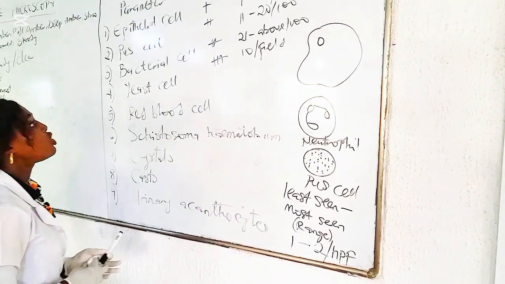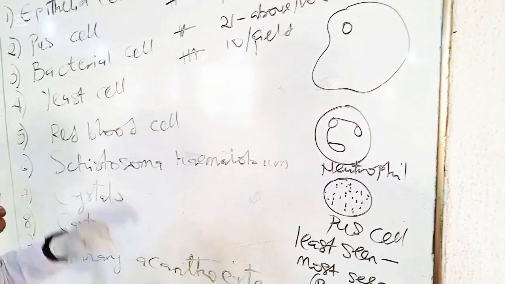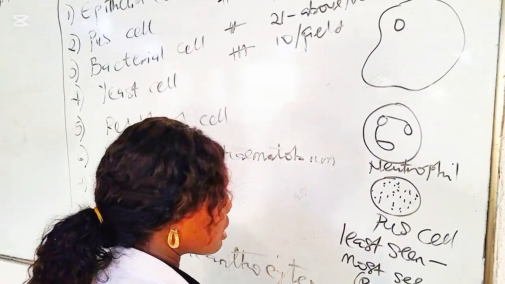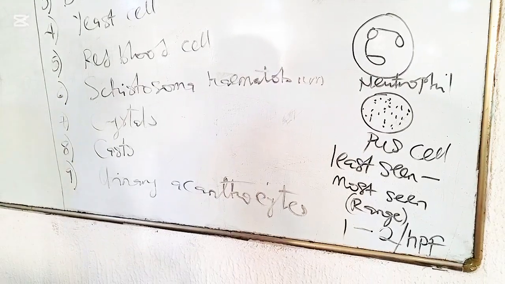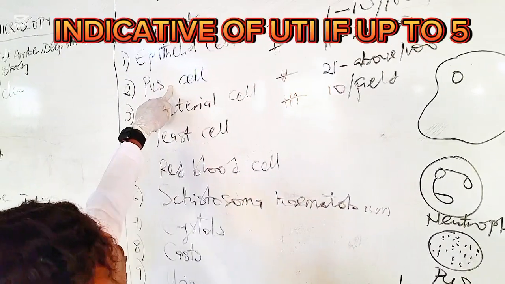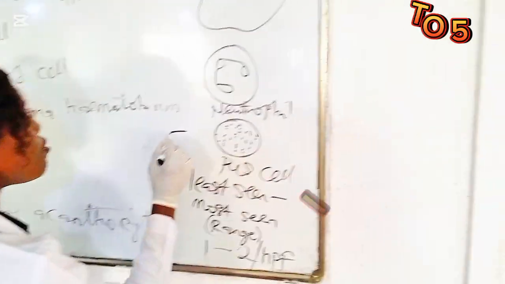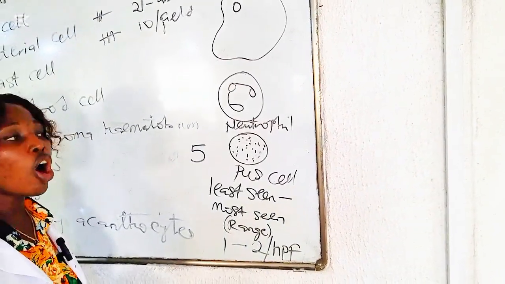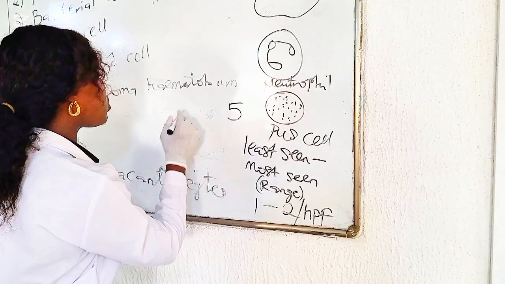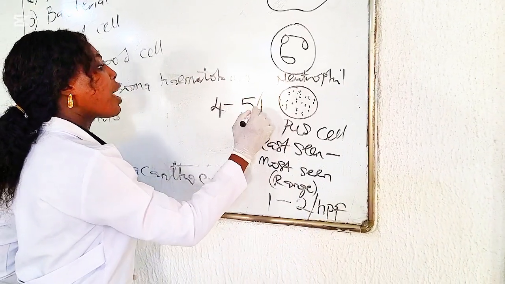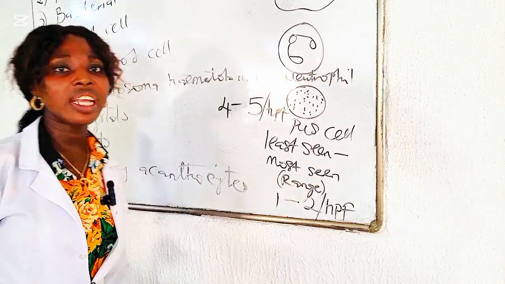Next up, you can see 0 to 1 or 1 to 2, it's okay. But it becomes indicative of urinary tract infection when you see up to 5 pus cells. Up to 5 becomes indicative of urinary tract infection. For instance, you see about 4 to 5 per high power field. This is not indicative of urinary tract infection.